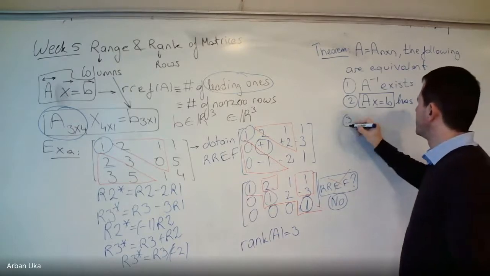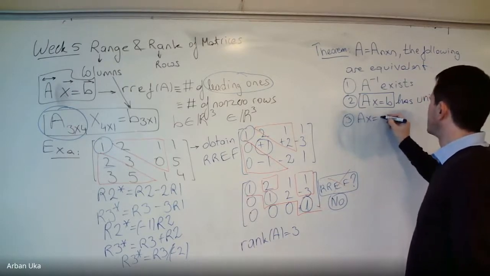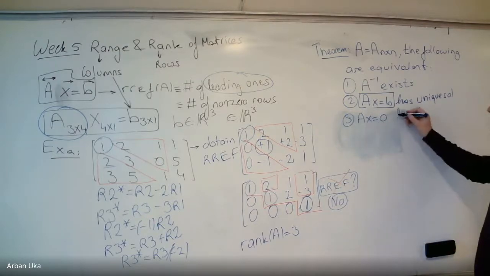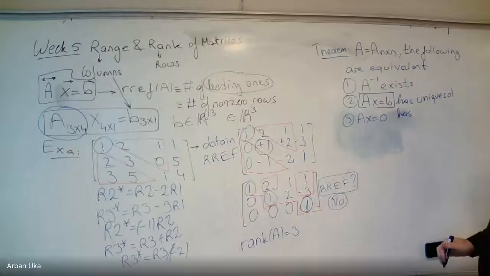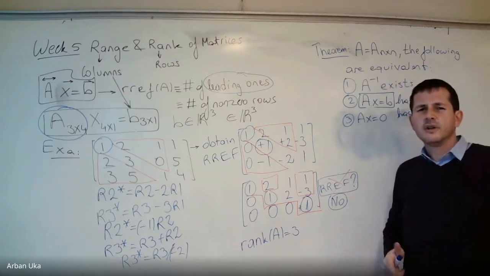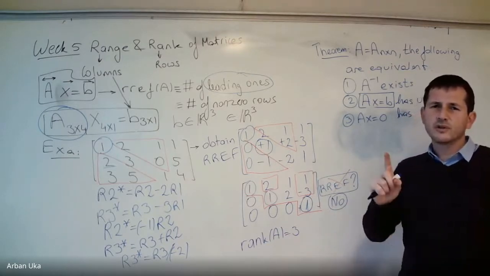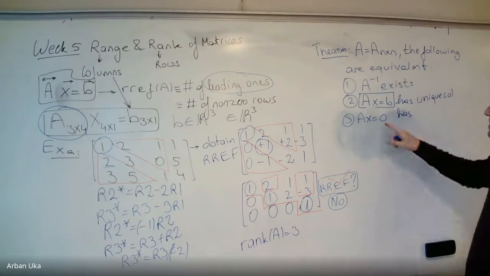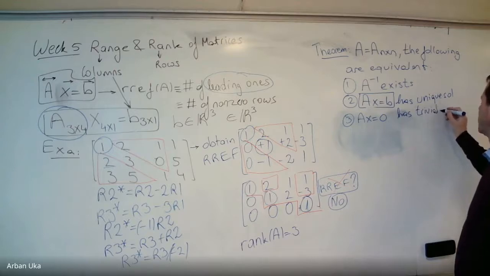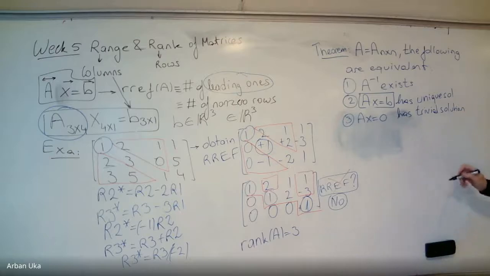The third statement is that AX is equal to 0. What could be the solution for AX equal to 0? Trivial solution. Yes, and the reason is that AX equal to 0 also has a unique solution, but only one solution. But this single solution is a trivial one. So it's still only one, but we say that this has only the trivial solution, and the trivial solution is the vector 0.